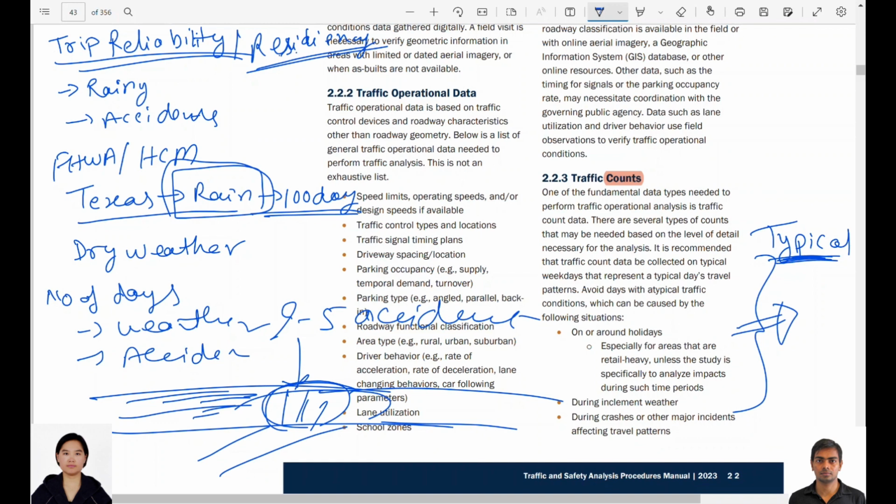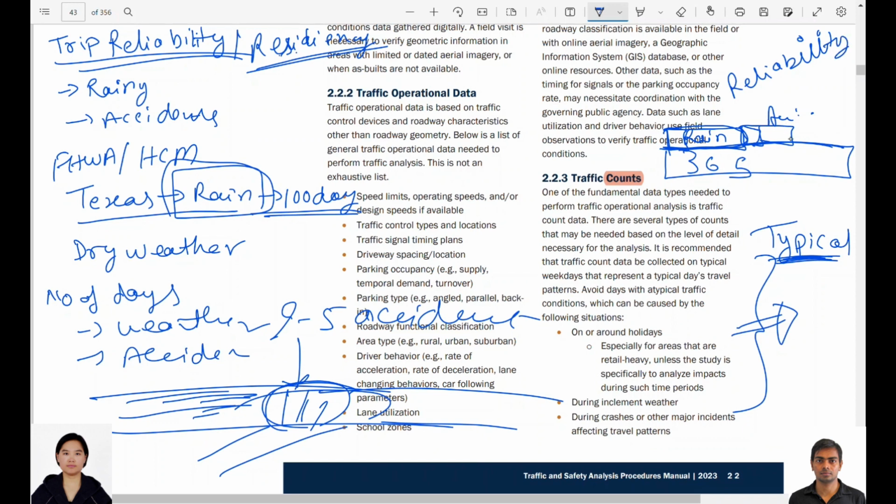So the idea nowadays is to have this 365 days divided into, let's say, some proportion where the weather type is certain, let's say it's raining, some proportion is snowing, some proportion has an accident, or they may be overlapping, and then collect the data. So this approach is called reliability, or cluster, or in micro simulation there is a cluster analysis.